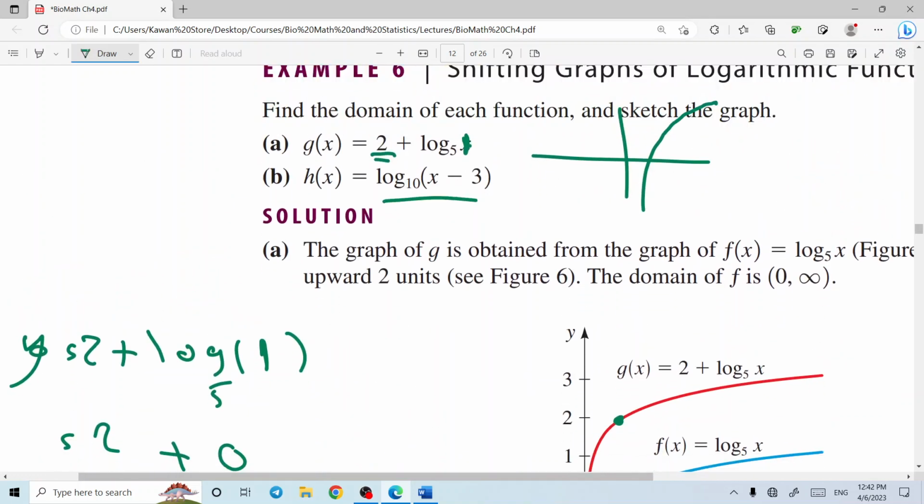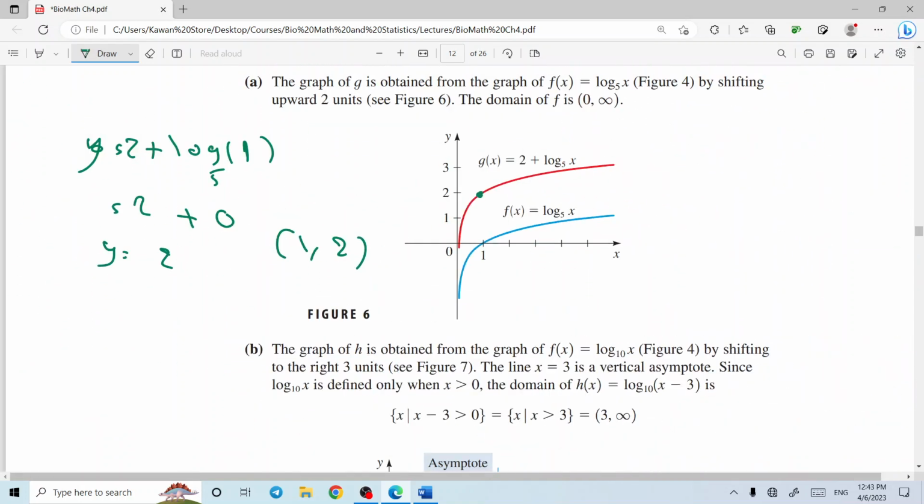Can you sketch the second? Kindly do it, like a practice. Think about it and do it, or at least imagine it. How is it? Log x minus 3. If a minus or plus is inside the function, it moves left and right. So by 3 units, it comes to the right. That's it. So I have this graph.